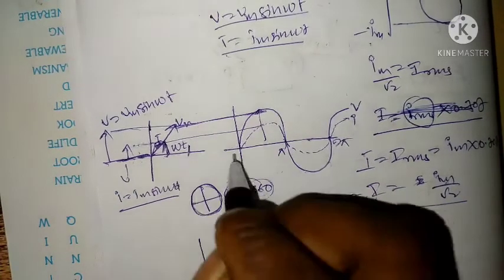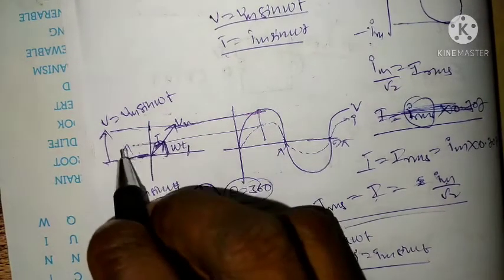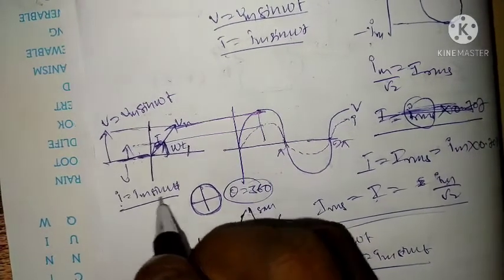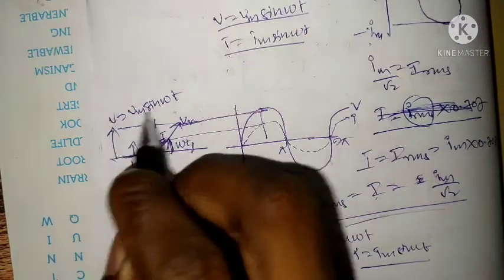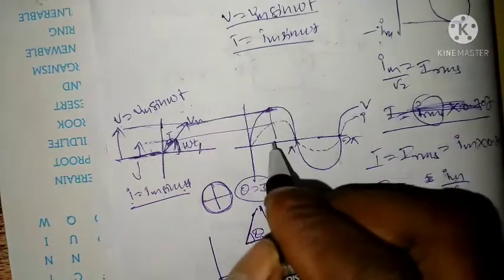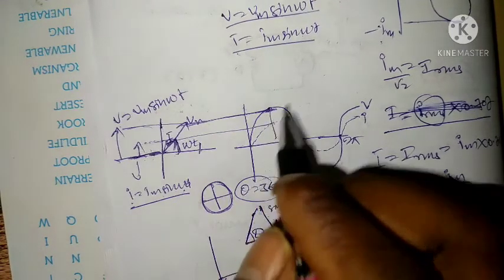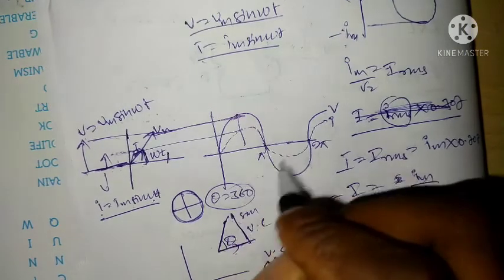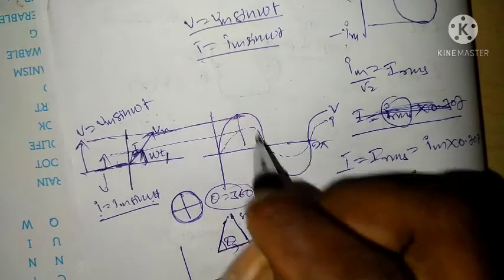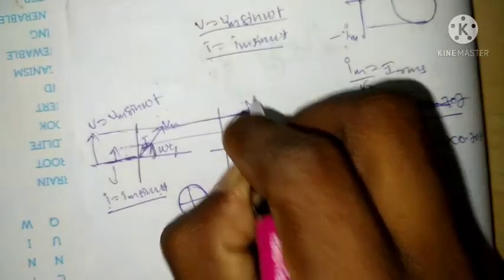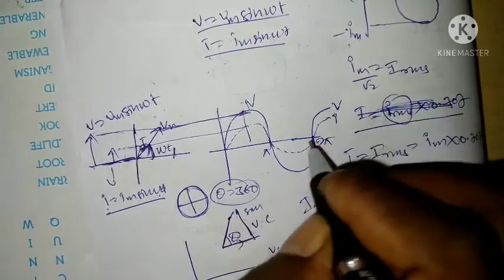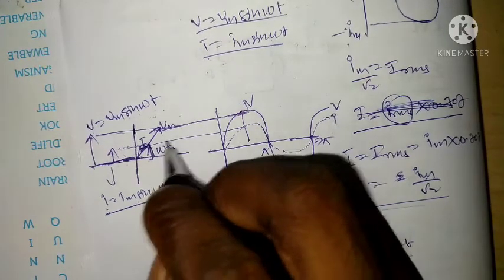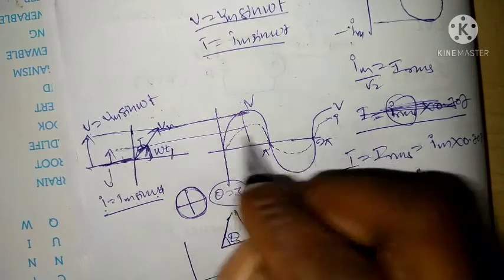This is the component: the vertical component of current is I equal to Im sin omega t, and V equal to Vm sin omega t. This is for a resistor. A resistor is connected to the AC voltage, and the phasor diagram shows the relation between current and voltage with the change of rotation, or omega.